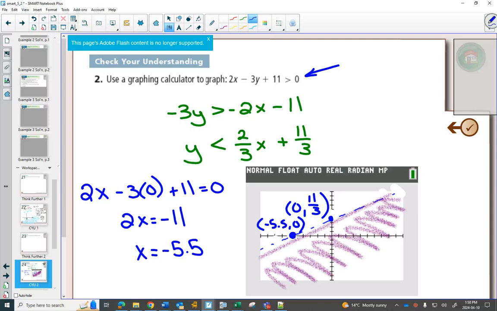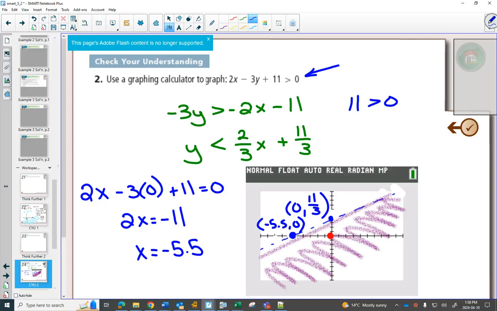And again, I would probably use 0, 0. If I plug in 0, I would get 0 plus 0 plus 11. Is 11 bigger than 0? Yes. So that would tell us to shade in this area as well. So now we have sort of 2 ways of going about figuring out which one to shade. Some students like to try both methods as a check.